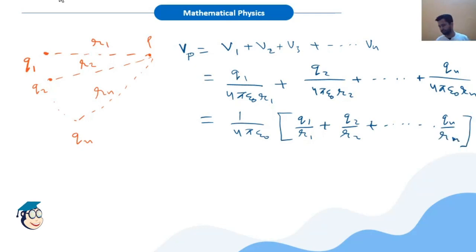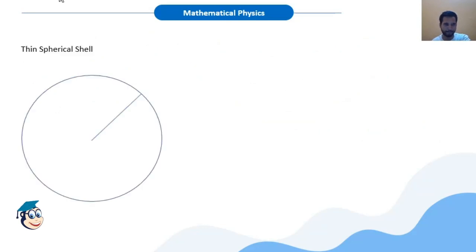So this is the superposition principle in case of our point charges potential. So let us see an interesting example of a thin spherical shell. This is a shell, not a circle or ring. It is a 3D body, but I cannot draw a 3D body on this. That's why I have drawn it as a circle, but you have to assume it as a sphere. Okay, this is a thin hollow sphere.